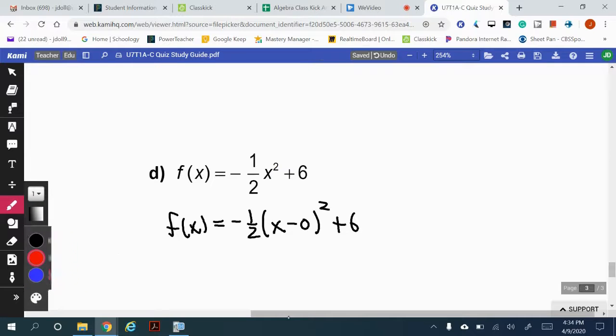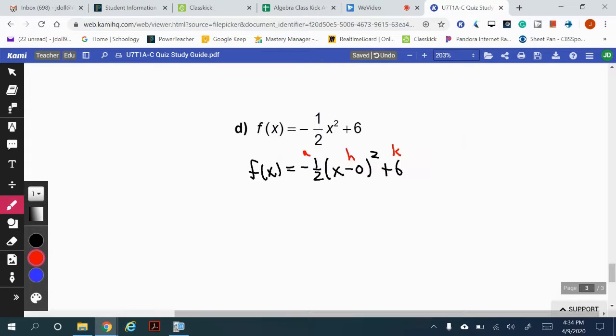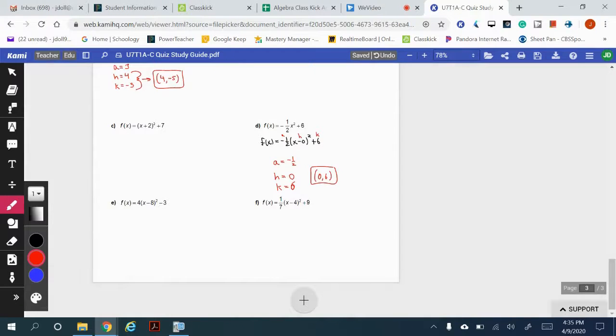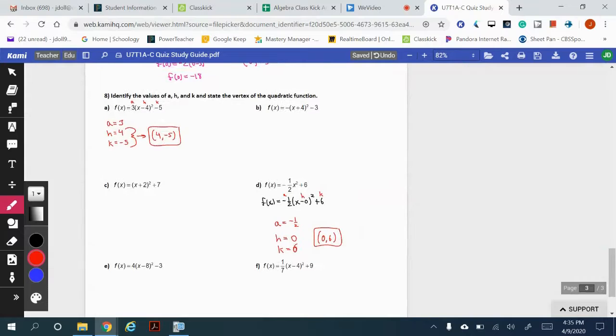So when we look at A, H, and K here, we can't forget that H is indeed 0. It's very easy to get confused in a problem like this and think that H is the 6, or H is the -1/2, and K is 6. Oops, sorry, not 0, but 6. So we can see the vertex there is 0, 6. We've just got to be aware of that.